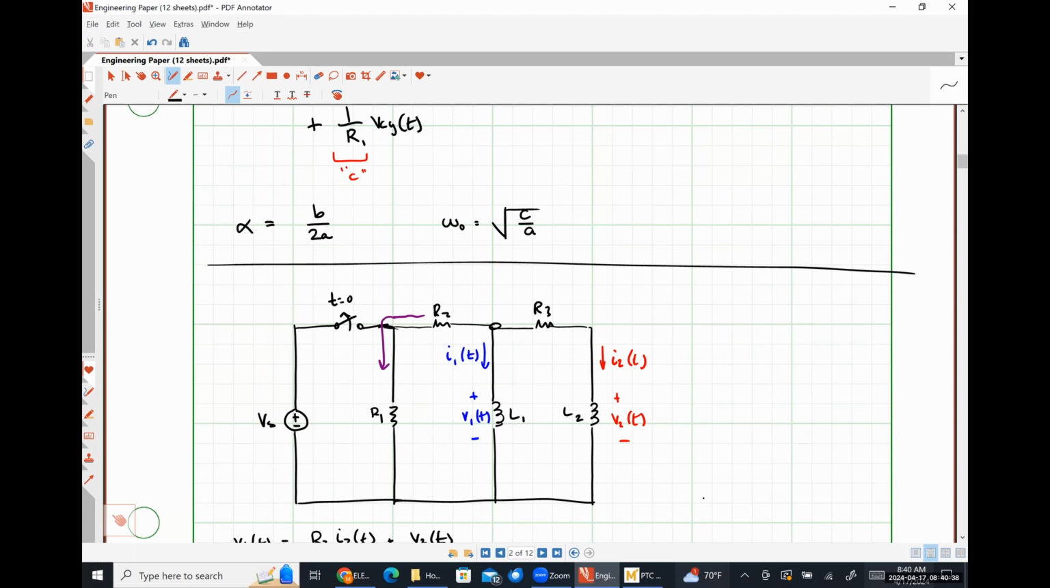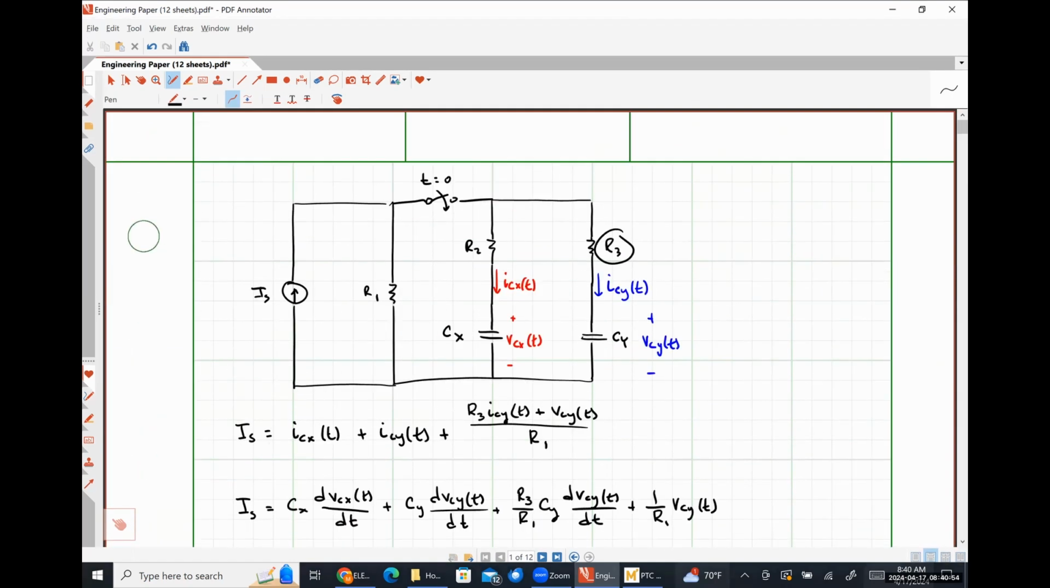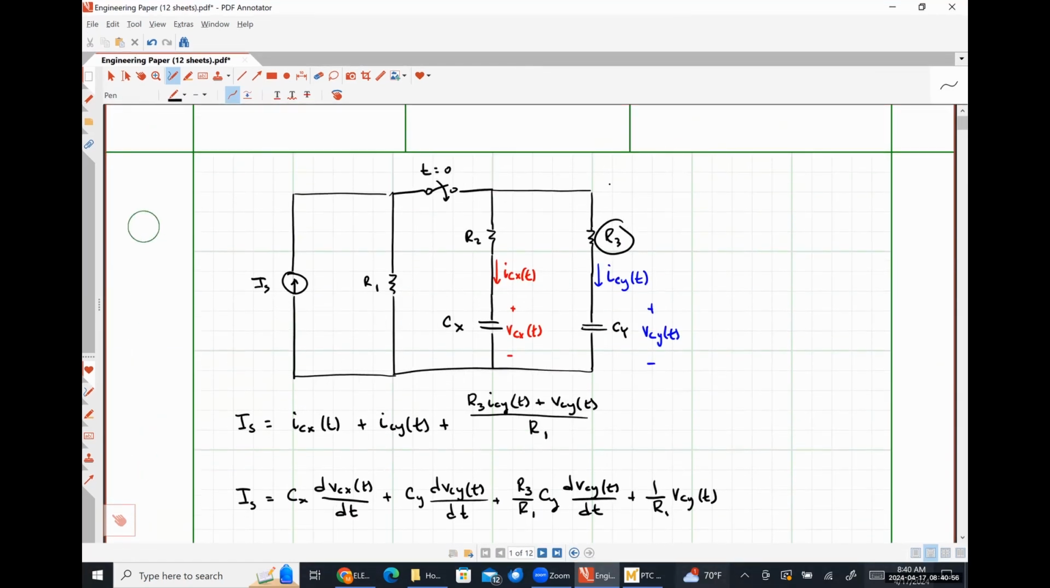So that's why I'm always doing it in roughly the same spot, because I know that if I do KCL at this node, I'm going to have to deal with what's going on in L1 and L2. When I do KVL around this loop, I'm going to have to deal with what's going on with L1 and L2. Exact same thing up here. At this top node, I'm definitely going to be dealing with what's going on with CX and CY, and KVL around this loop forces me to deal with what's going on with CX and CY.